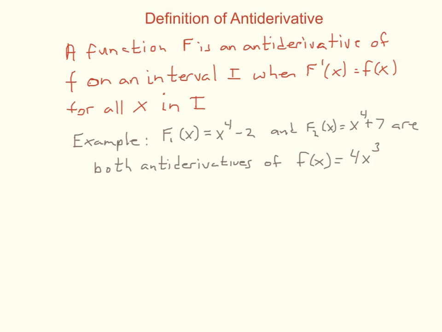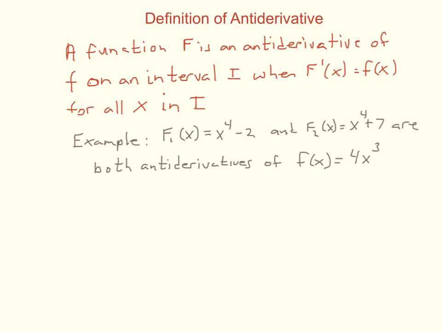Let's take a look at an example of what this means. Let's start out here. We're going to take a look at this first one, capital F1 of x equals x to the fourth minus 2. It is an antiderivative of 4x cubed because if you take the derivative of this, you're going to get 4x cubed. By the power rule, the derivative of x to the fourth is 4x to the third. The derivative of the 2 is 0.